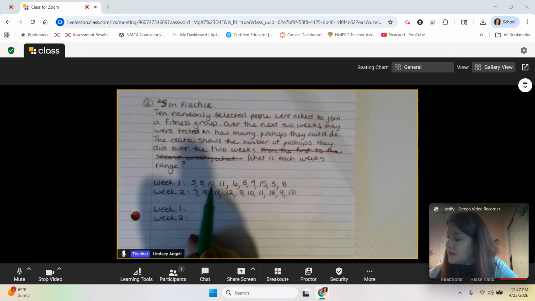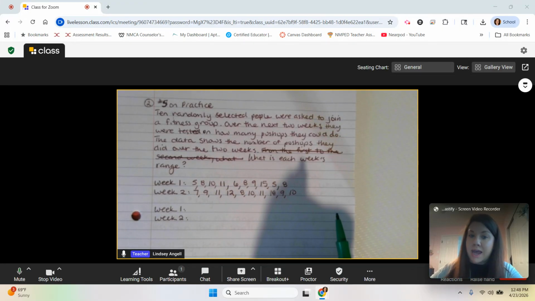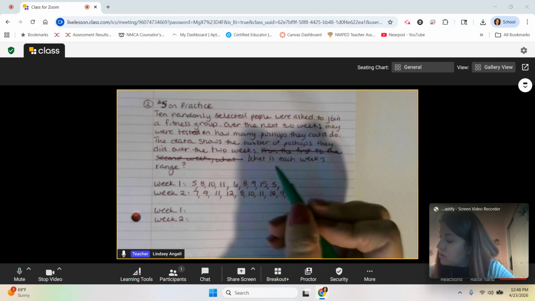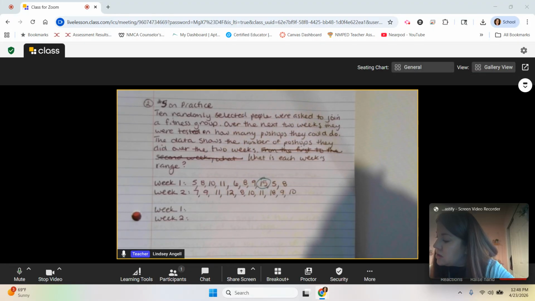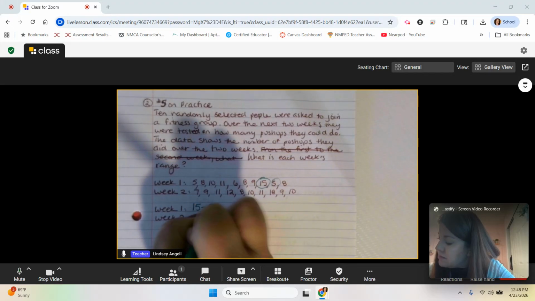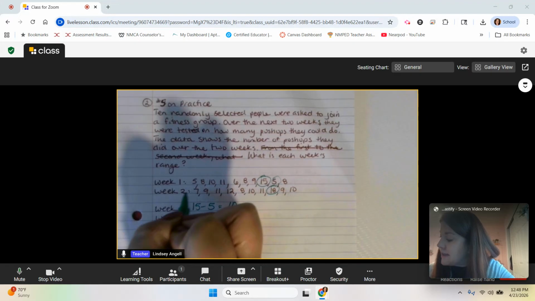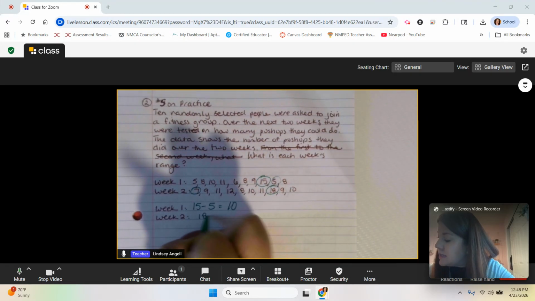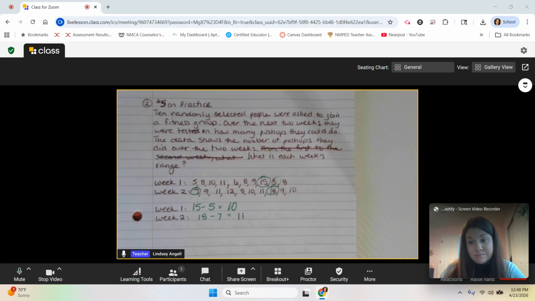So we've got these numbers for each week. For range, we're finding the highest minus the lowest. So for week 1, the highest value I see is 15. Lowest looks like 5. So 15 minus 5 gives us a range of 10. And then week 2, highest looks like 18. Lowest is 7. So 18 minus 7 gives us a range of 11. That's it.